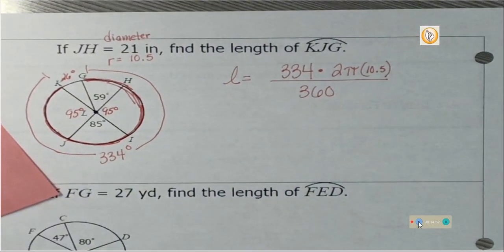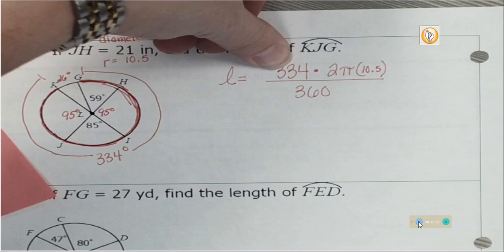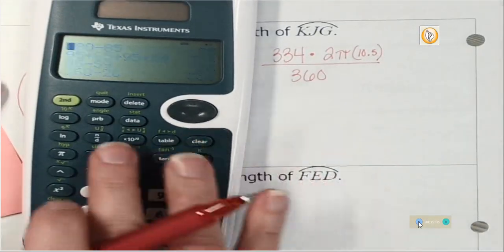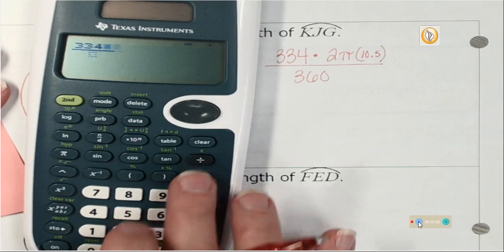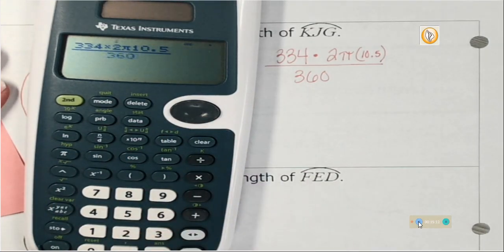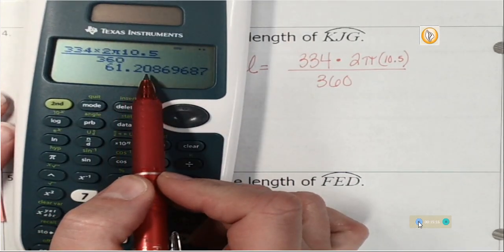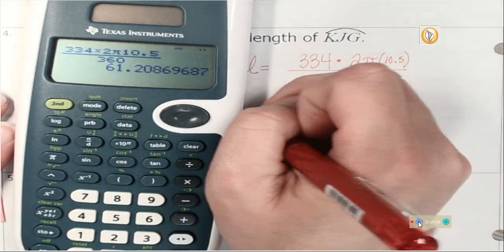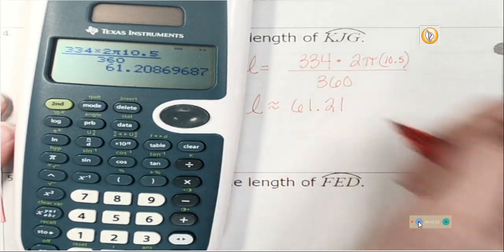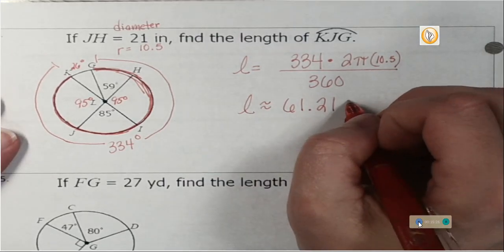The number you put here is the measurement of the arc I told you to find the length of. So then you type it in. Big fraction: 334 times 2 pi 10.5 over 360. I get a decimal. I'm going to round to the hundredths place. What's an 8 going to do to a 0? It's going to make it a 1. And what do I use behind there? Inches.